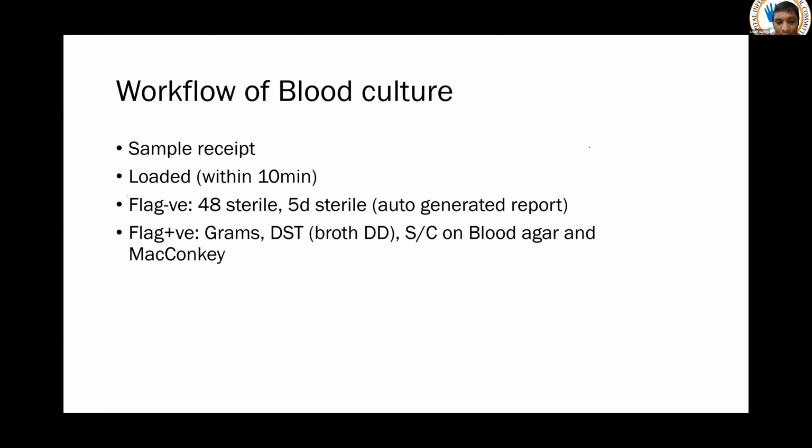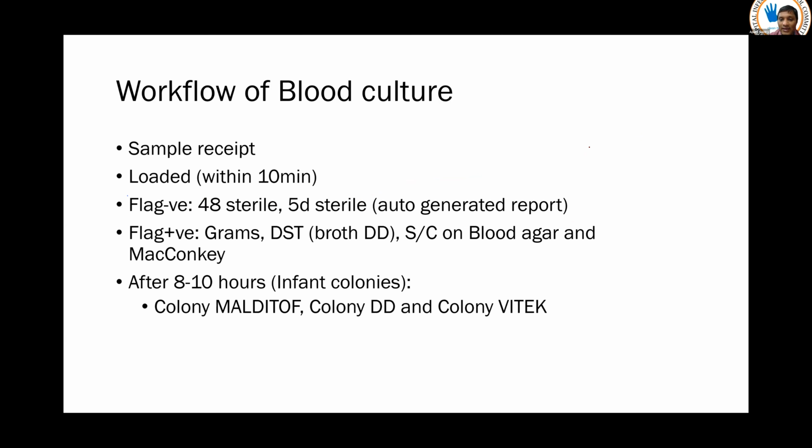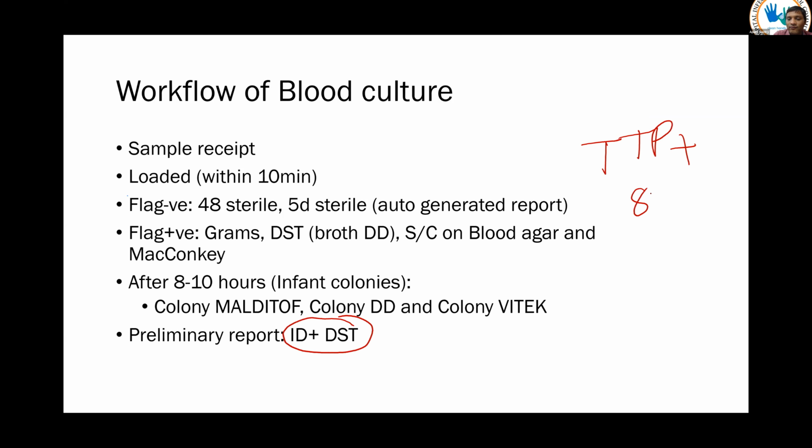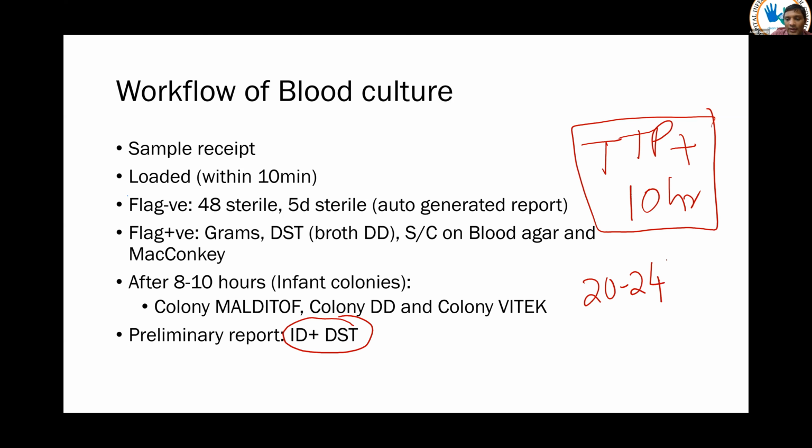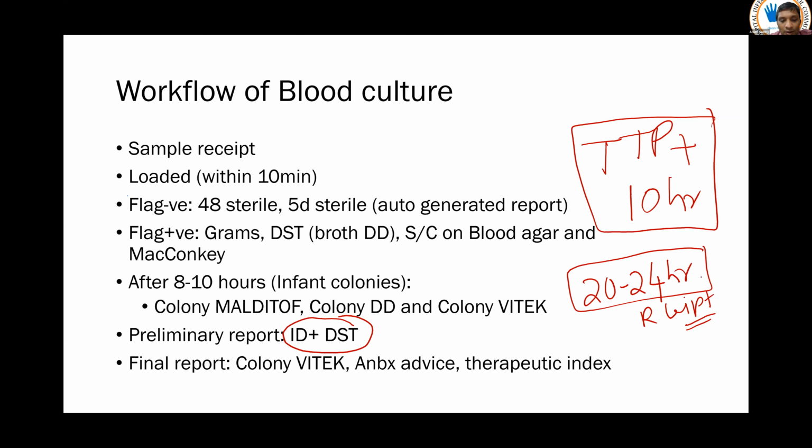If it is flagged positive, then we do the following: gram stain, DST, and then the subculture. Based upon the gram stain report, the DST will be put. After 8 to 10 hours, we put the identification, ID and DST are clubbed together, and the preliminary report is generated. So our preliminary report time is time to positivity, how much time the machine takes to flag positive, plus roughly 10 hours. So our preliminary report turnaround time for blood culture is 20 to 24 hours from the time of receipt.